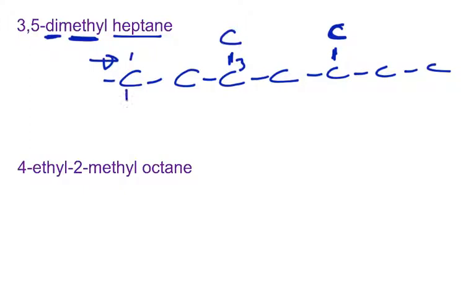I'll use lines to represent hydrogens. But on quizzes and tests, depending on your teacher, they may want you to actually write the hydrogens in. But I will use these lines to represent the hydrogens. So we're done. 3,5-dimethyl heptane, and you're done. Once you can name them, you can write them out.